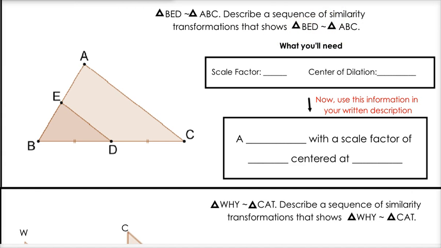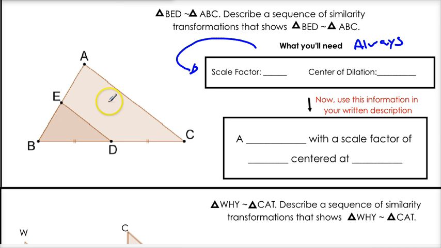We want to describe a sequence of similarity transformations that shows triangle BED is similar to triangle ABC. Well, how are we going to do that? Well, what would we always need? You got to collect your important information. Always collect this. You need this when you're doing your similarity transformations. You need your scale factor, you need your center of dilation. Now, since they're already mapped on top of each other, basically, I just need to dilate it at this point.